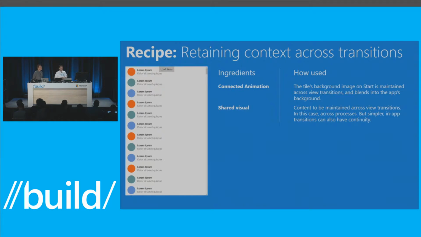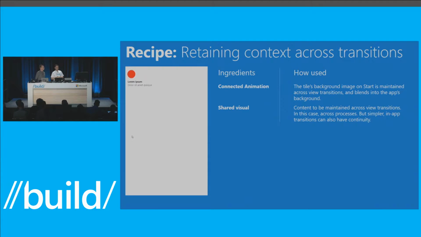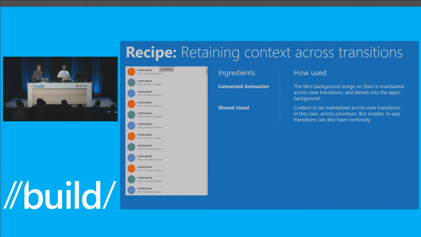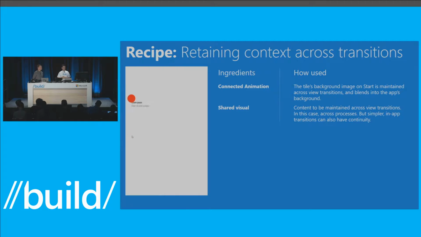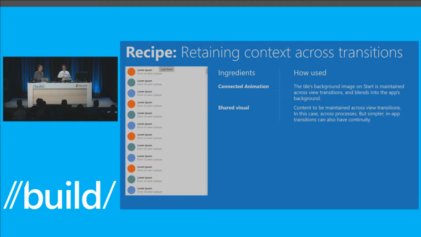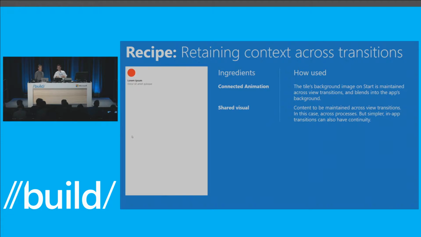Pull to refresh, yes. Okay, the next thing we want to talk about is what James introduced as connected animations. So this is the concept of retaining context across view transitions, right? If you think about a typical list scenario or maybe a contact scenario where you select a user and you go to a different page, if you just navigate to that page, the user may lose context.